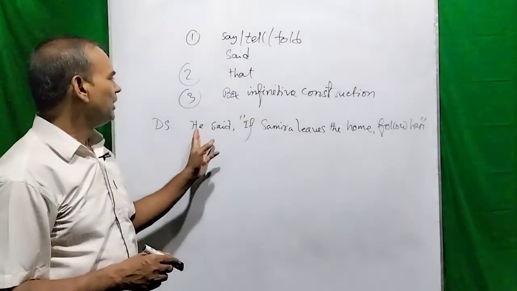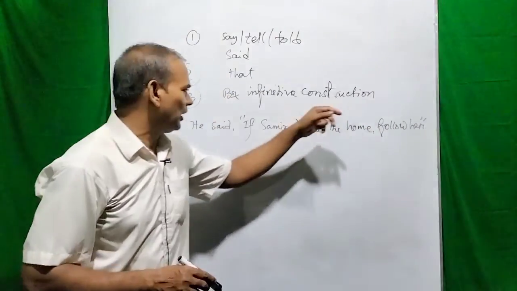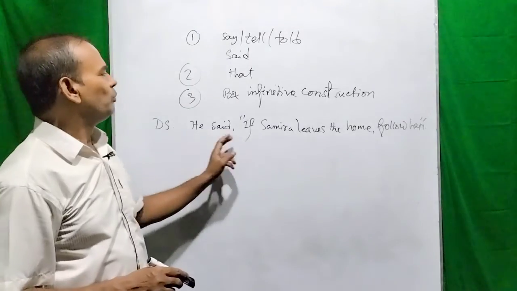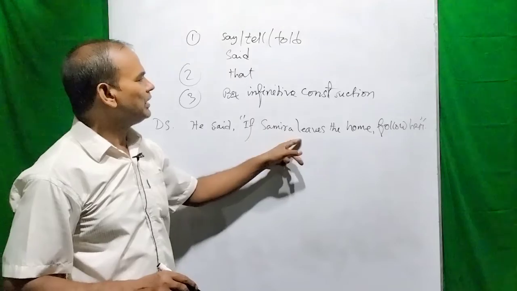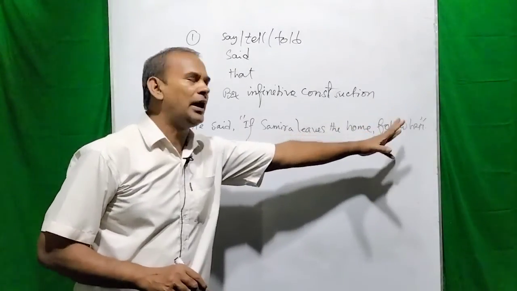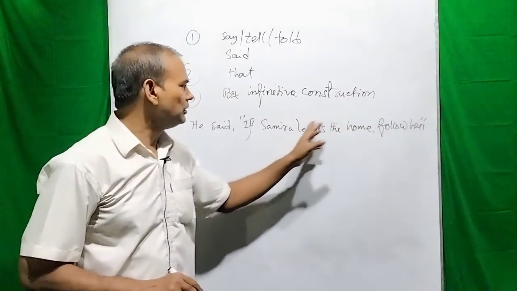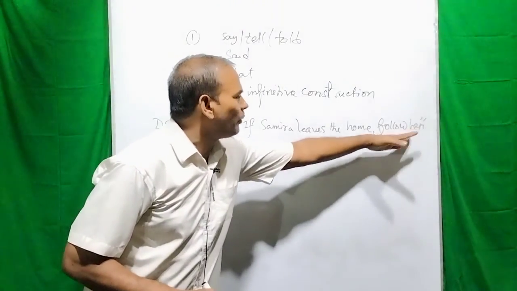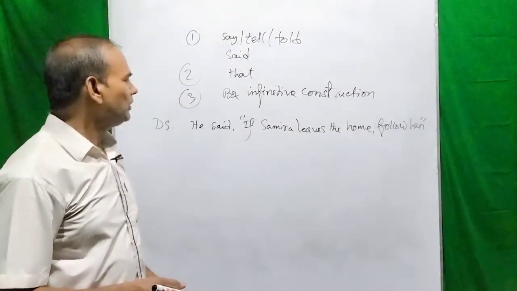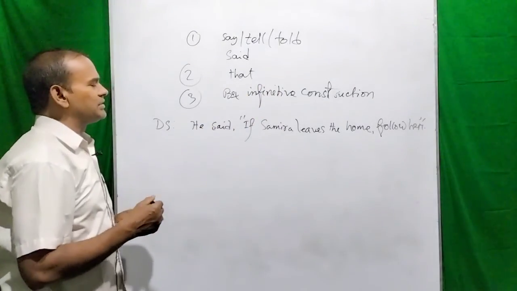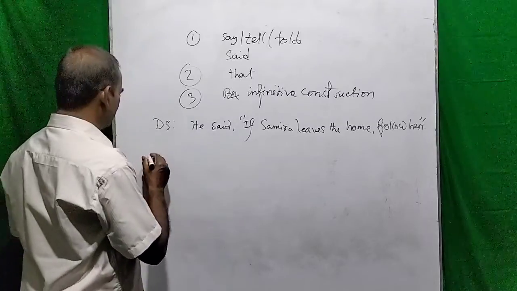If I say follow her, or if somebody says follow her, that will be a direct command. But if Samira leaves the home, follow her, so this is an indirect command. The command follow her depends on if Samira leaves the home. So in these indirect commands, how can we make a change in the indirect speech?